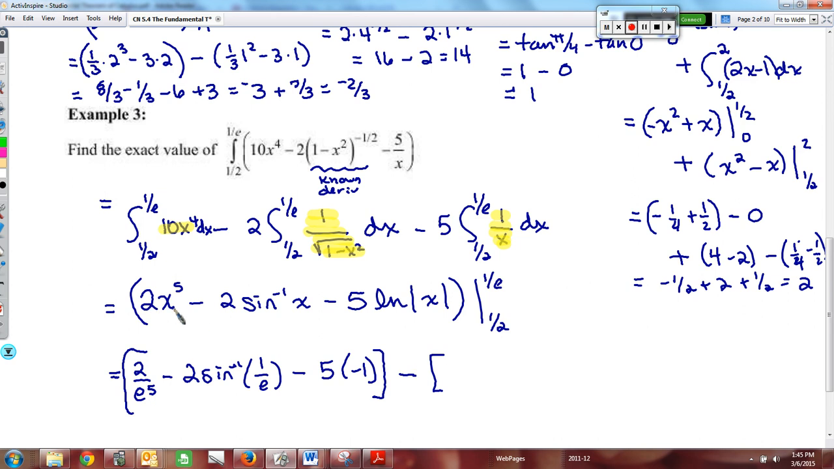net change, my antiderivative evaluated at 1/2, so I would get 2 over 32, or 1/16, minus 2 inverse sine of 1/2, which is pi over 6, minus 5 natural log of 1/2, because I don't need the absolute value anymore. And then from there, we'll just say that you can collect like terms and simplify as needed, but that part is not as important on this. The process is use your properties of integrals, find known antiderivatives, or find known derivatives inside your integrand, take the antiderivative, and calculate your net change.